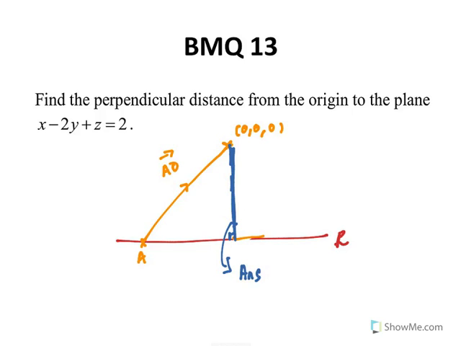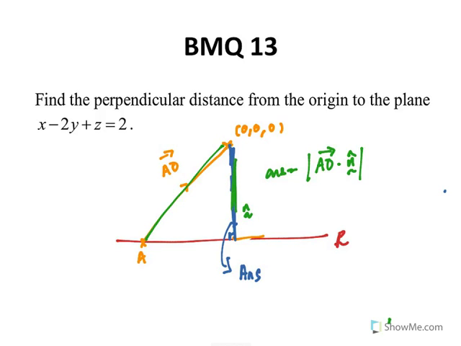What we can do is project our AO onto the normal vector. Over here you take AO dot product with n hat, the unit vector of the normal vector, to give us the answer. That's the general idea, because we just turned the whole question 90 degrees clockwise. You can see we are actually doing a vector projection.